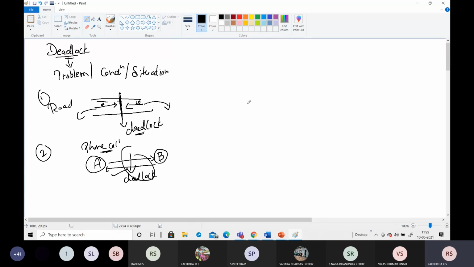Okay, so let me take process P1, resource R1, resource R2, and process P2. But before that, take down the definition of deadlock.